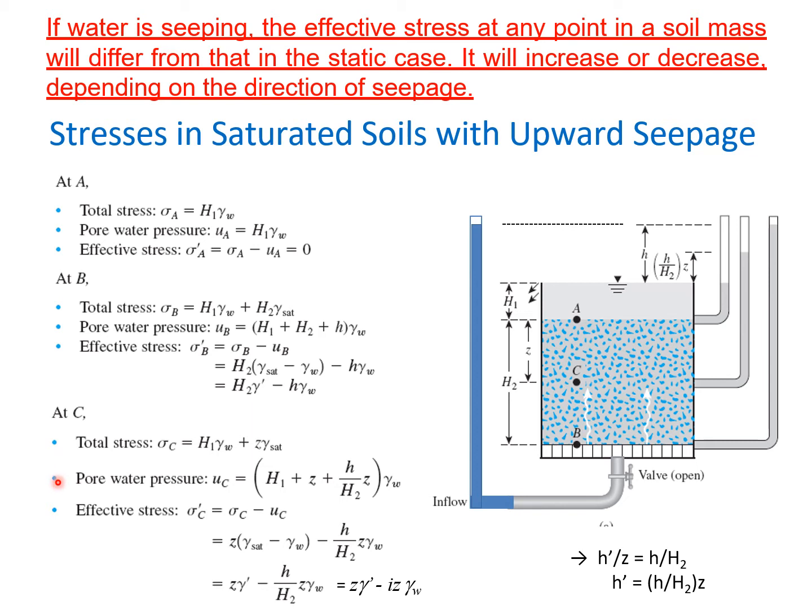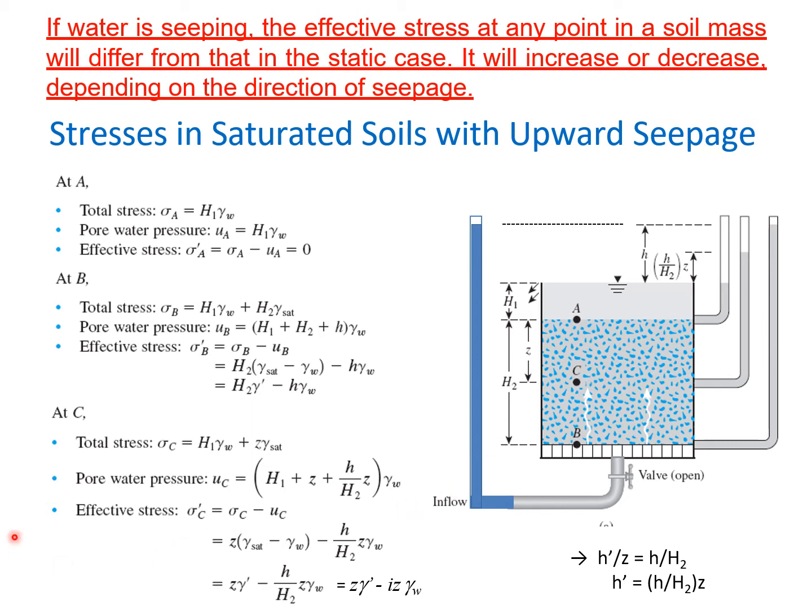Pore water pressure: here again you can see gamma W H1 plus gamma W Z, and this is the additional thing that we are considering with a positive sign because the seepage is in the upward direction. So the seepage is in the upward direction, and the positive sign will be used over here. And this is the hydraulic gradient, and this is meant for the flow which is taking place from point C to point A.